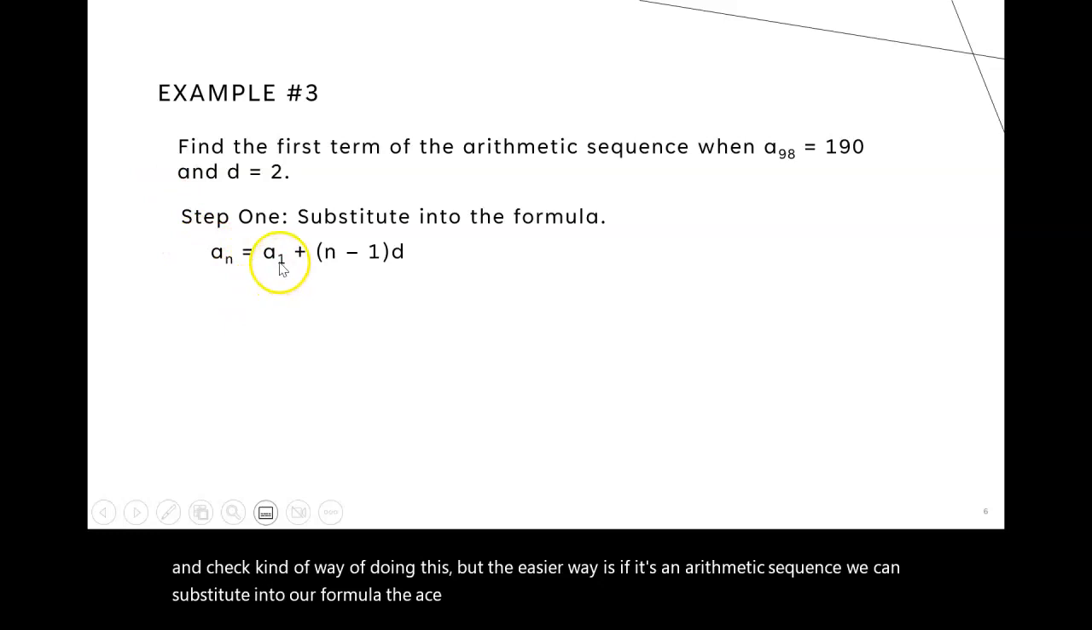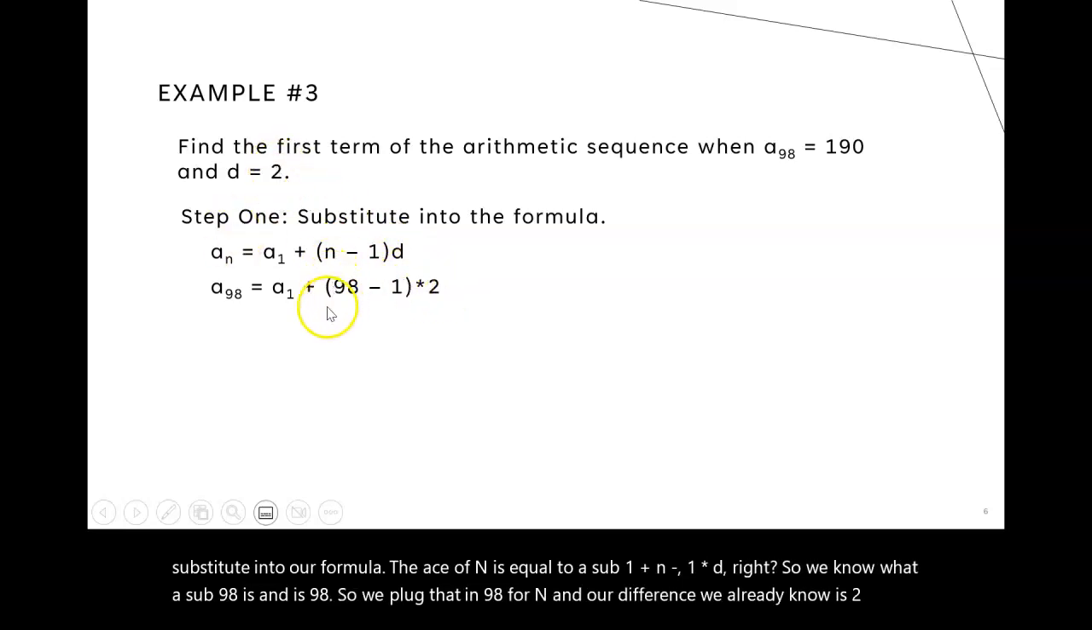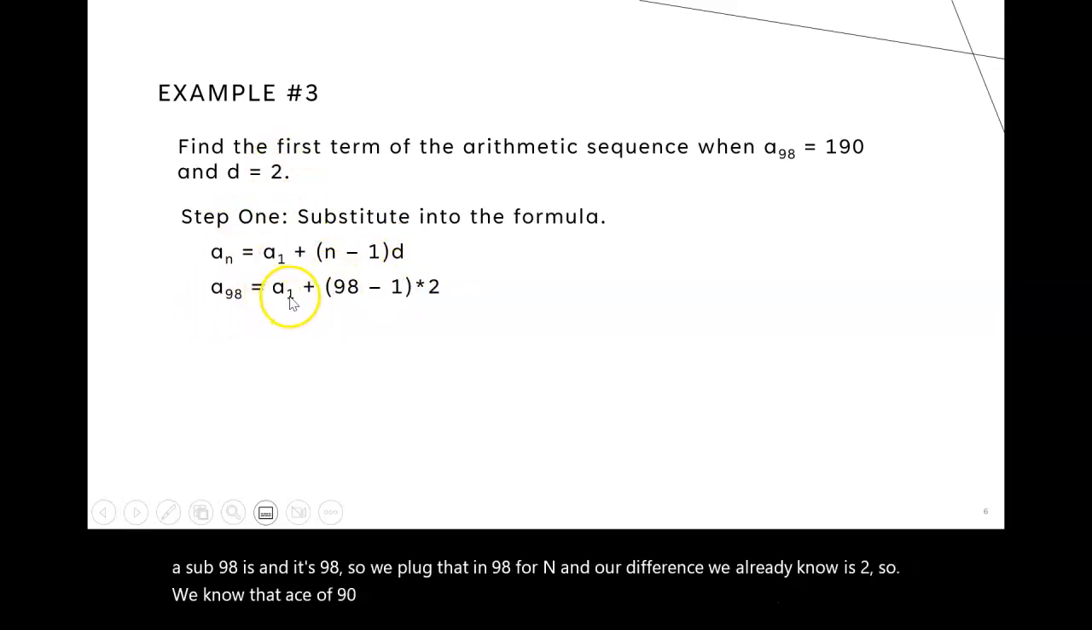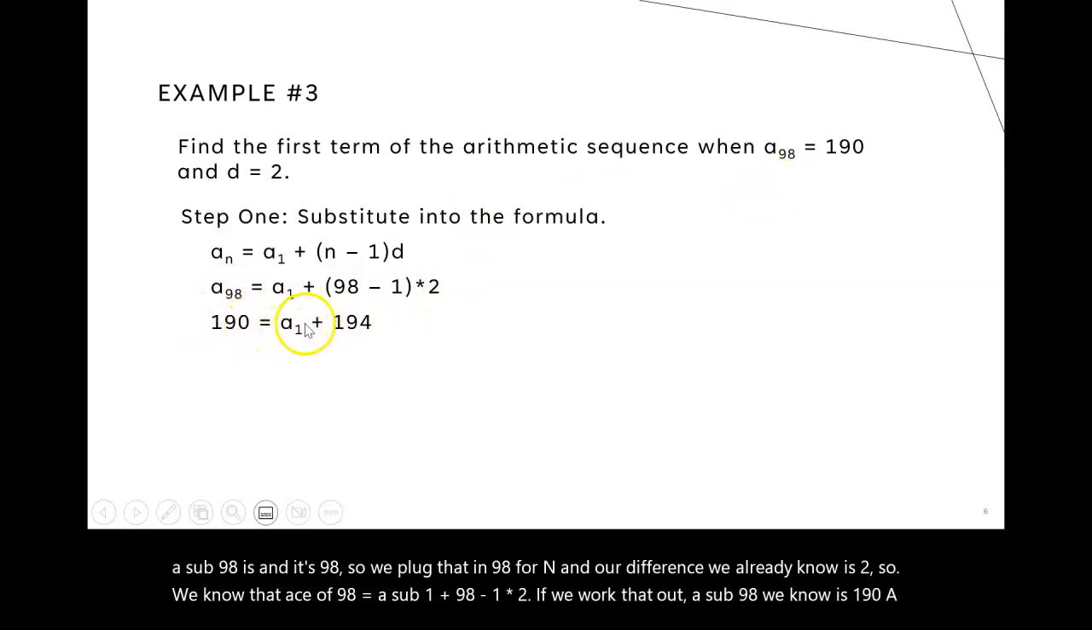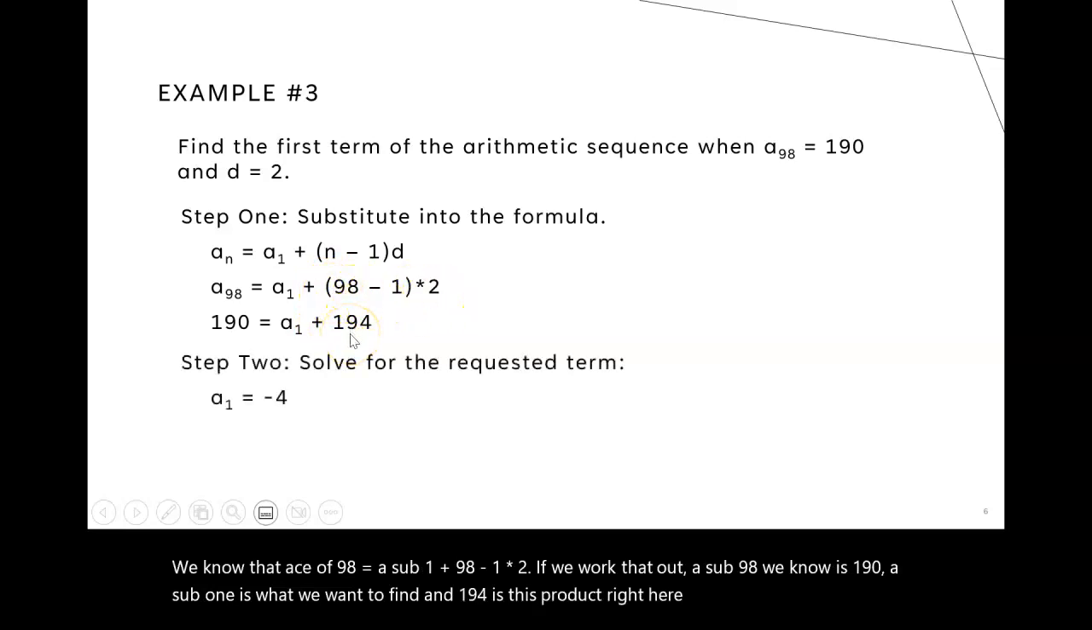a sub n is equal to a sub 1 plus n minus 1 times d. We know what a sub 98 is, so we plug in 98 for n, and our difference we already know is 2. So a sub 98 equals a sub 1 plus 98 minus 1 times 2. If we work that out, a sub 98 we know is 190, a sub 1 is what we want to find, and 194 is this product right here, so a sub 1 has to be equal to negative 4 when we solve.